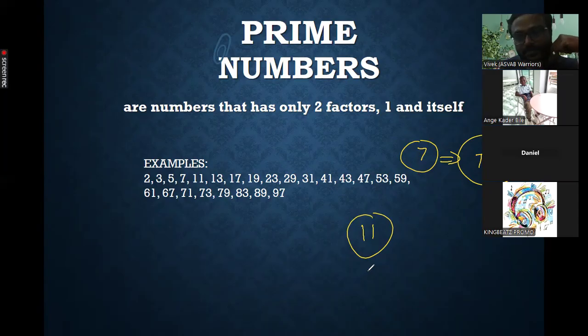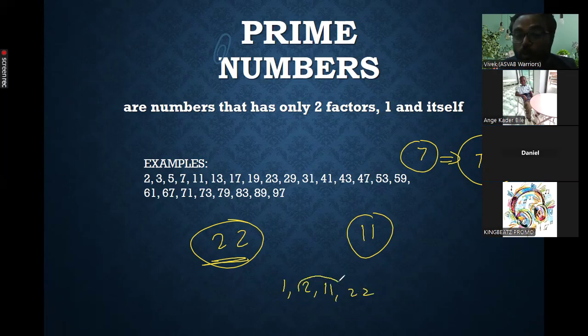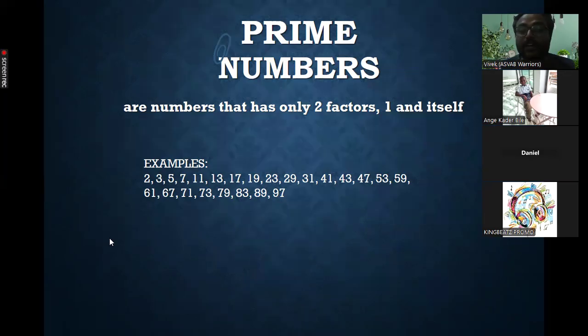Yes, 11 is prime. What about 22? 22 is not a prime number. Why? Because we can divide 22 by 2, by 11, by 22, and by 1. So 22 can be divided by 1, 2, 11, and 22. There are more numbers than 1 and itself. That is why 22 is not a prime number. 22 is a composite number.